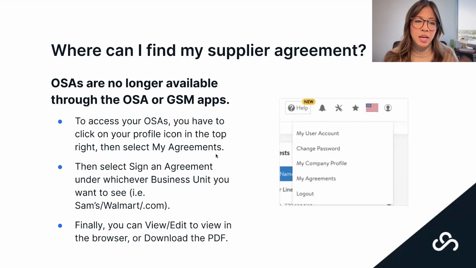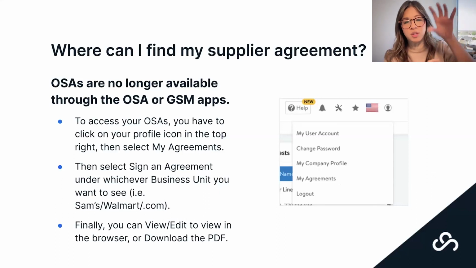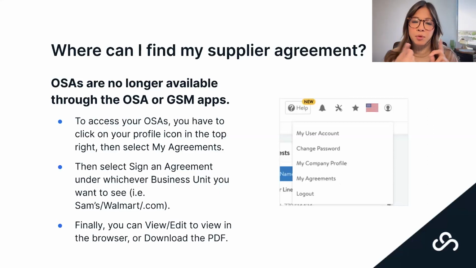If you want to see any of your supplier agreements, when you log into Retail Link at the top right corner, you're going to see a couple of icons across the top. If you click on your profile icon, you'll see a drop down, and then you're going to click on My Agreements. You can select Sign an Agreement under whichever business unit you want to see. They'll break it out for you by Walmart stores, Walmart.com, and Sam's. You pick whichever one is relevant to what you're trying to look for. Once you click on the business unit, you'll see all of your supplier agreements listed out.